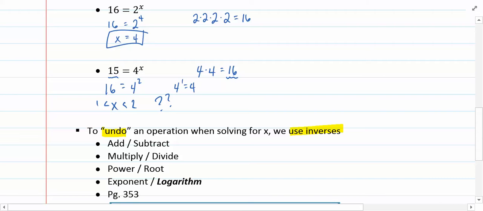Now, last week we learned about exponential functions, and that's where the variable is left in the exponent. To undo an exponent, the inverse of an exponent is the logarithm. And that's what we're going to work on this week, using logarithms and evaluating logarithms.